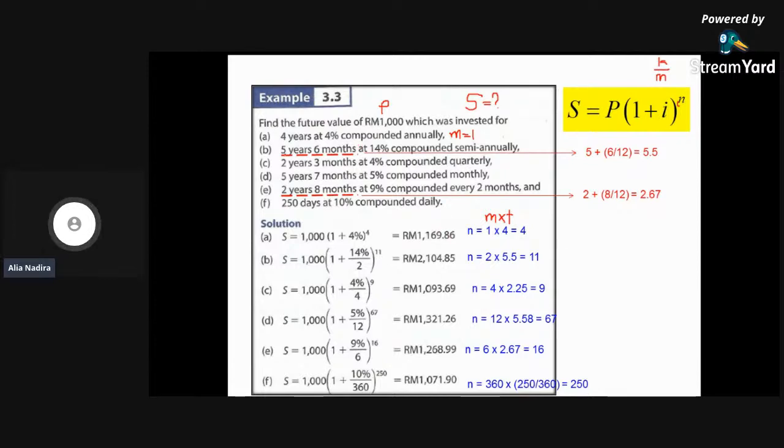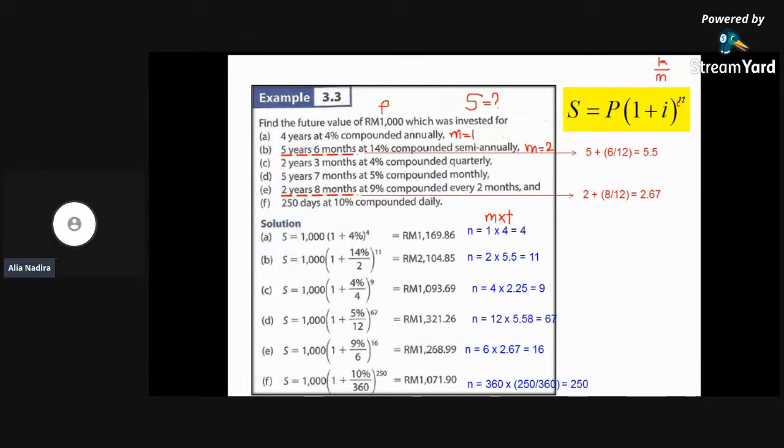Next is the second one. We have 5 years, 6 months at 14% compounded semi-annually. Okay, so semi-annually we have M is 2.